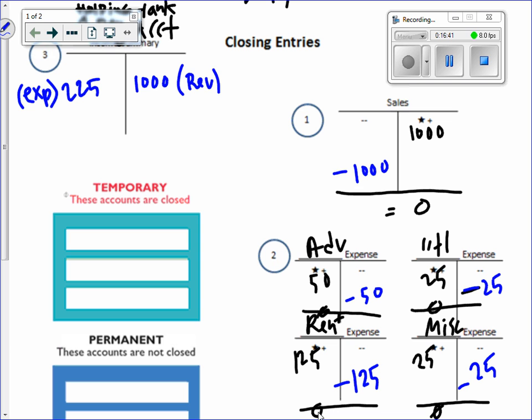Now, the third one, write this on your list down there. Number 3, we're going to close the income summary into capital. So we literally just use this account so we could debit it and so we could credit it. Have we made a net income or have we experienced a net loss just by looking at it? Are revenue bigger than expenses? Yes. Okay. Do that.